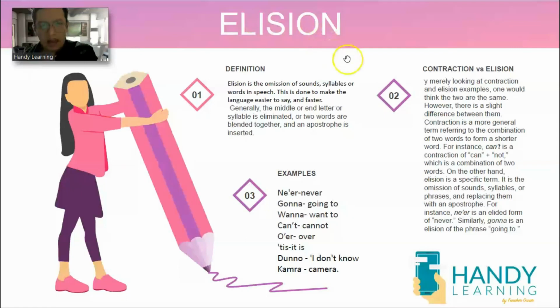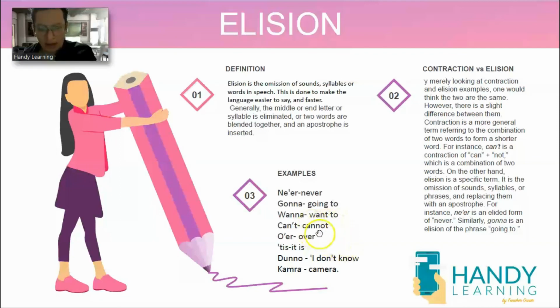Elision. Elision literally means elimination. The definition is the omission of sounds. This might happen in one word only. It happens also when we have two words connected sometimes, but mostly it happens in unique words. For example, the word never. If we say it in normal speech, we'll say ne'er, or going to, which makes gonna, want to, which is wanna.